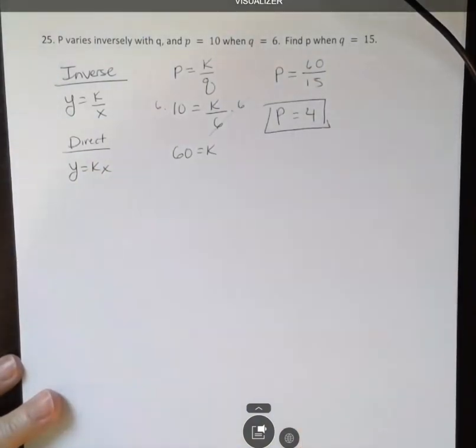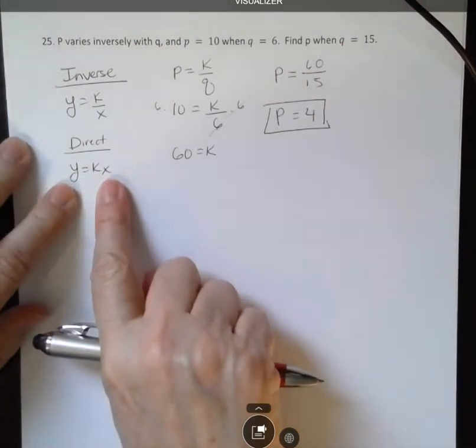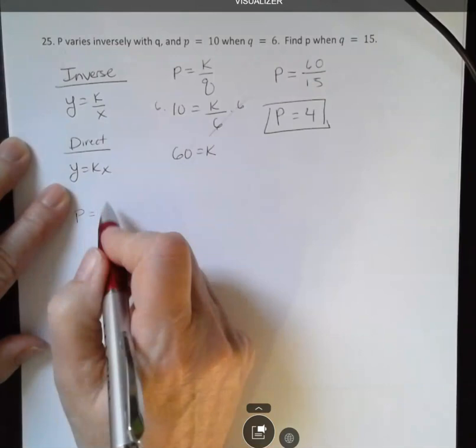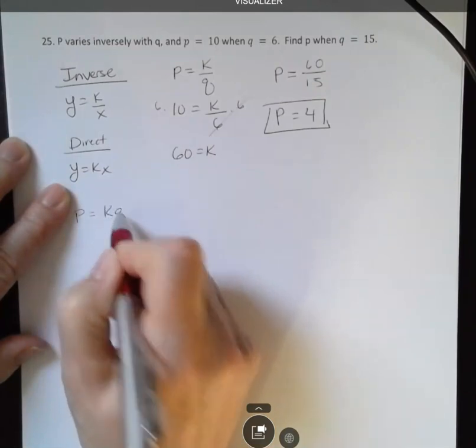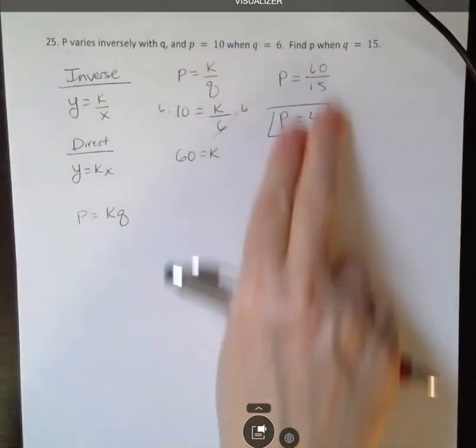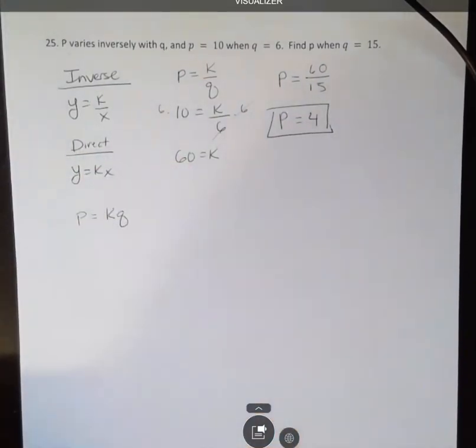Now, if it had said direct variation, we would do the same thing, but we would start off saying, okay, p is directly related to q. So it would look something like this, and then we would have to plug into that formula, but we would first find the k, and then we would find the second variable, just using one of those two formulas, depending on if it says inverse or direct when you do the problem.